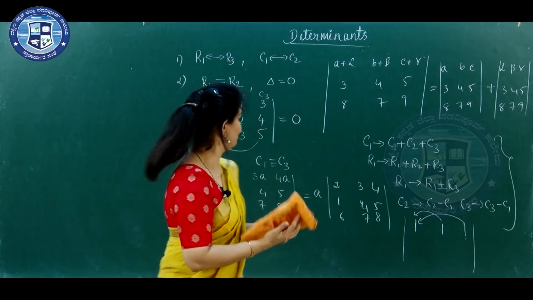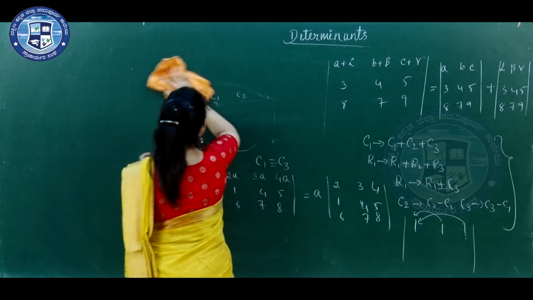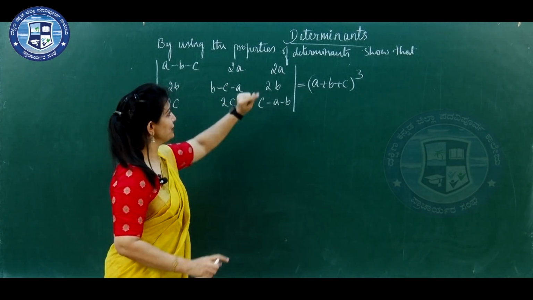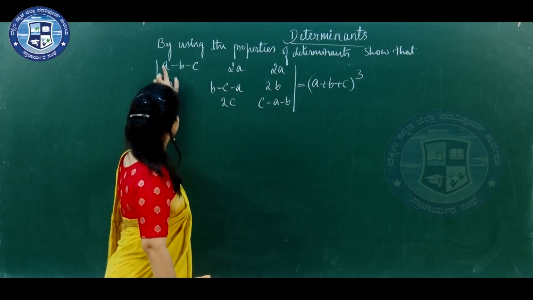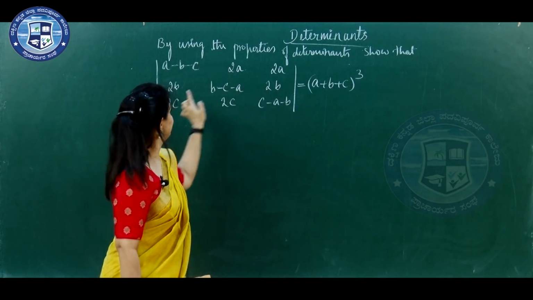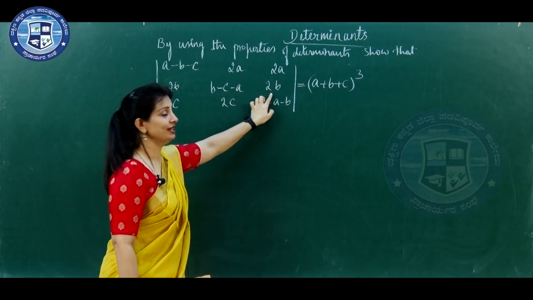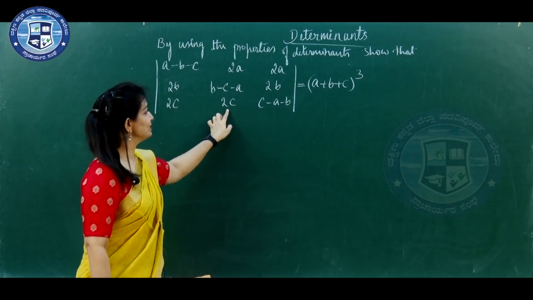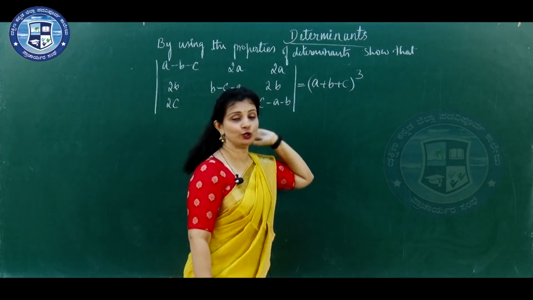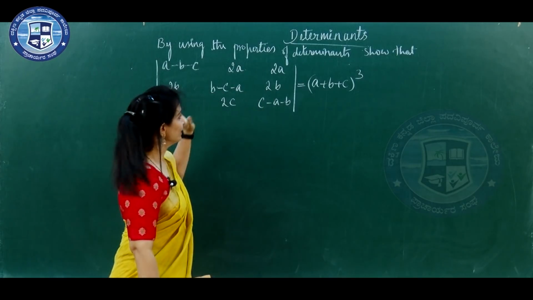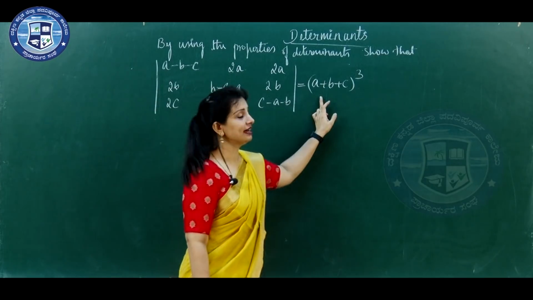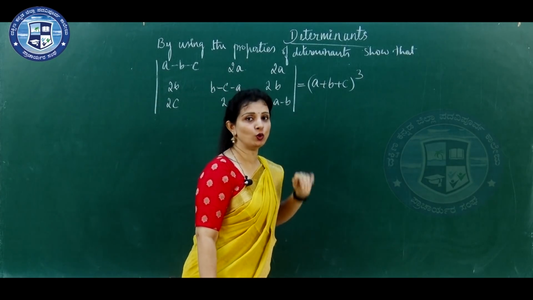Let us see a few more problems we will solve now. Look at the example. By using the properties of determinants, show that the determinant of A minus B minus C, 2A, 2A, 2B, B minus C minus A, 2B, 2C, 2C, C minus A minus B is equal to A plus B plus C the whole cube. Okay. So, first you have to prove this, consider this determinant and get the answer as A plus B plus C the whole cube.